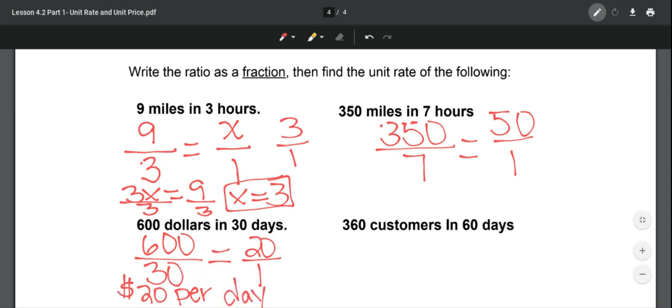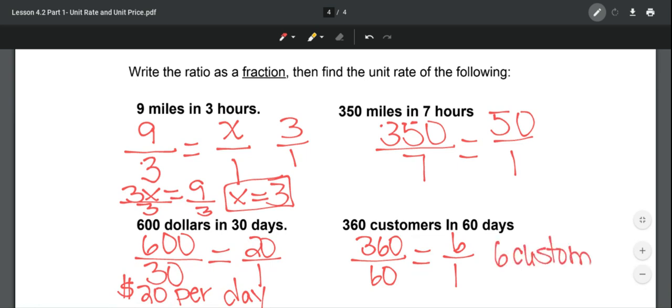In the last example, $360 for 60 customers in 60 days, that would reduce to 6 over 1, or 6 customers per day.